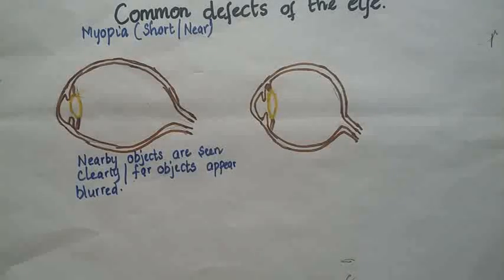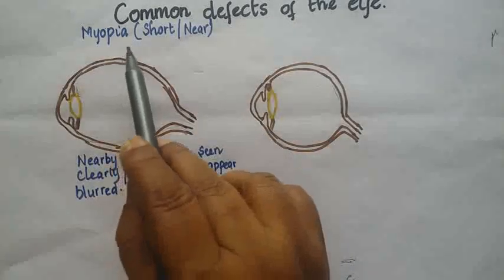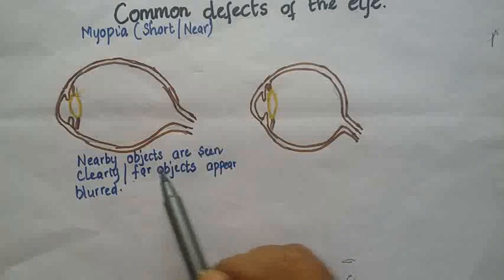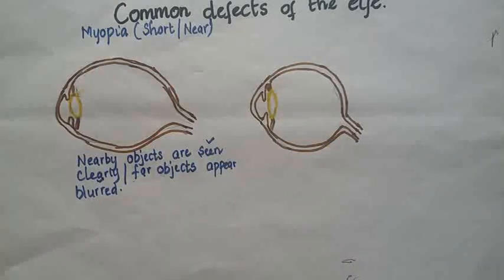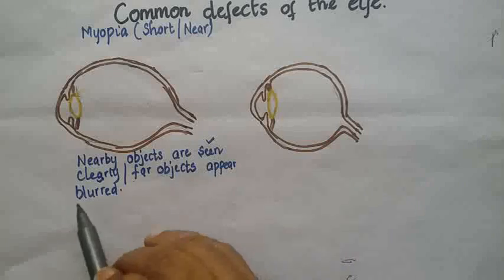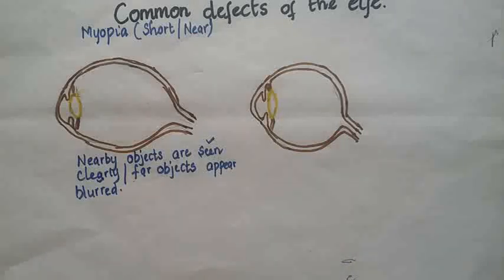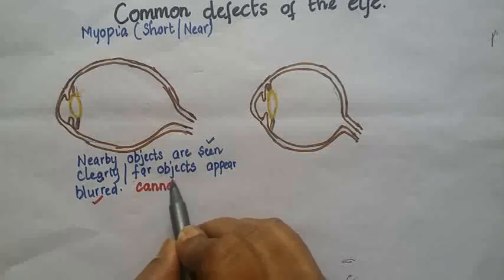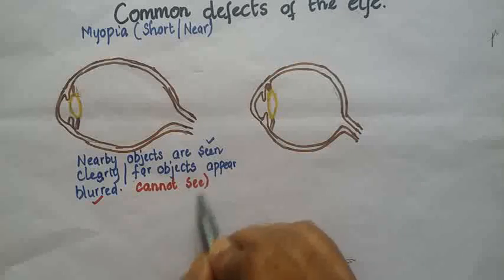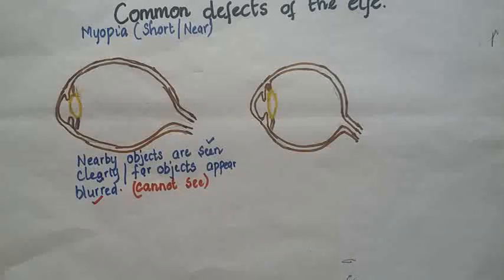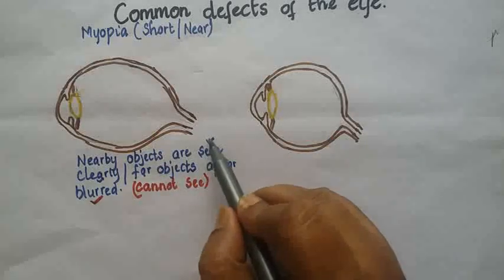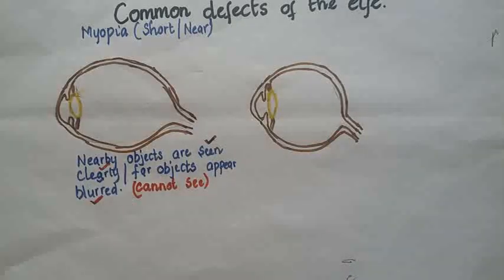Okay, children, so when you write the definition of myopia, be very careful. In case of myopia, to that person the nearby objects are seen clearly, whereas far placed objects appear blurred. Children, you cannot use the words cannot see. You can observe the objects, but they are not seen clearly. Hence, you have to use the words: the far placed objects appear blurred, whereas nearby objects are seen clearly.